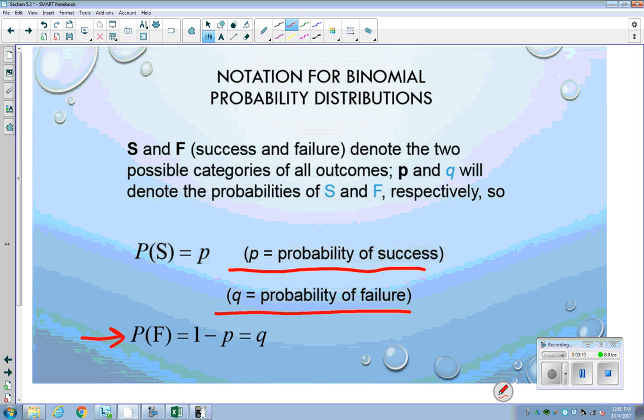Here's the key, because sometimes they're not going to give you both, are they? They just might say the probability of something happened is 47%. Well, the probability of failure would then be 53%, because all I'm going to do is take 1 minus the probability of success, and that's going to equal my probability of failure. Okay?